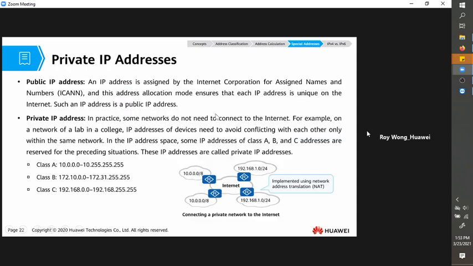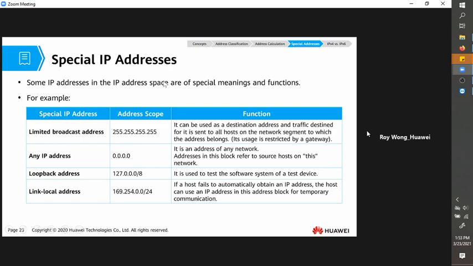Okay, then the next, the private IP addresses. Some IP addresses in the IP address space have special meanings and functions. For example, the limited broadcast address 255.255.255.255. It can be used as the destination address, and the traffic designated for it is sent to all hosts on the network. Then the any IP address, which people also call the network route. This can bring us to the internet. It is an interface of many network addresses. This block refers to the source host on this network.